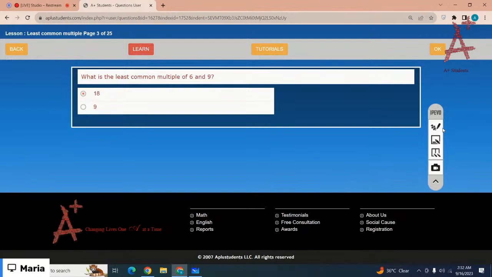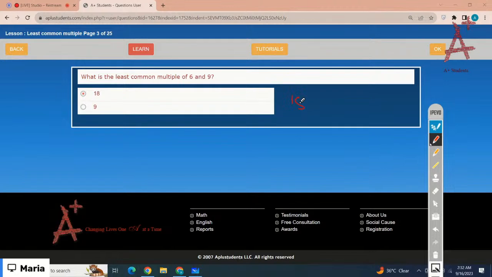18 divided by 6. 18 is divisible by 6. 6 times 3 is 18, yes. Now let's see, 18 divided by 9. 9 times 2 is 18, yes. So 18 is the number that is divisible by both the numbers. That means 18 is the least common multiple of 6 and 9, right? So the correct option is 18.